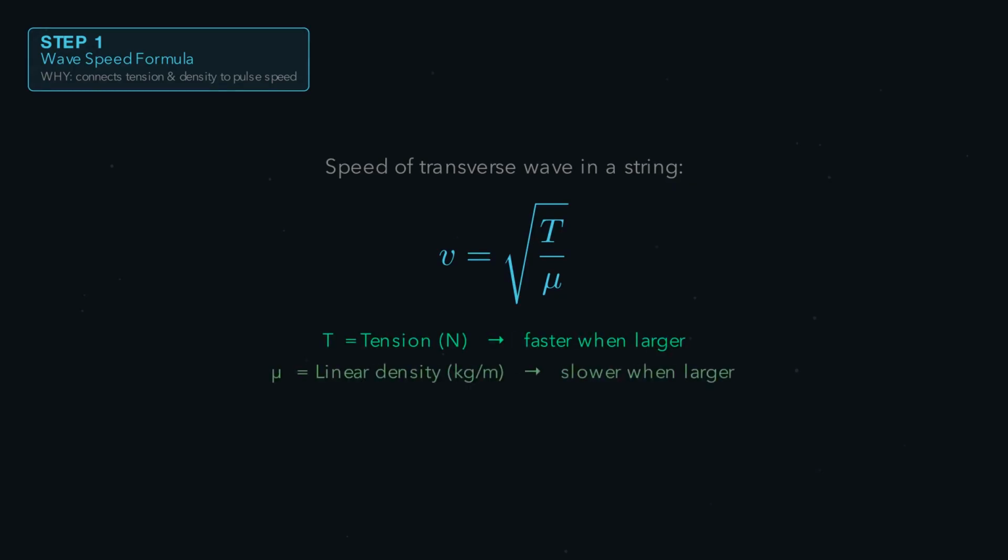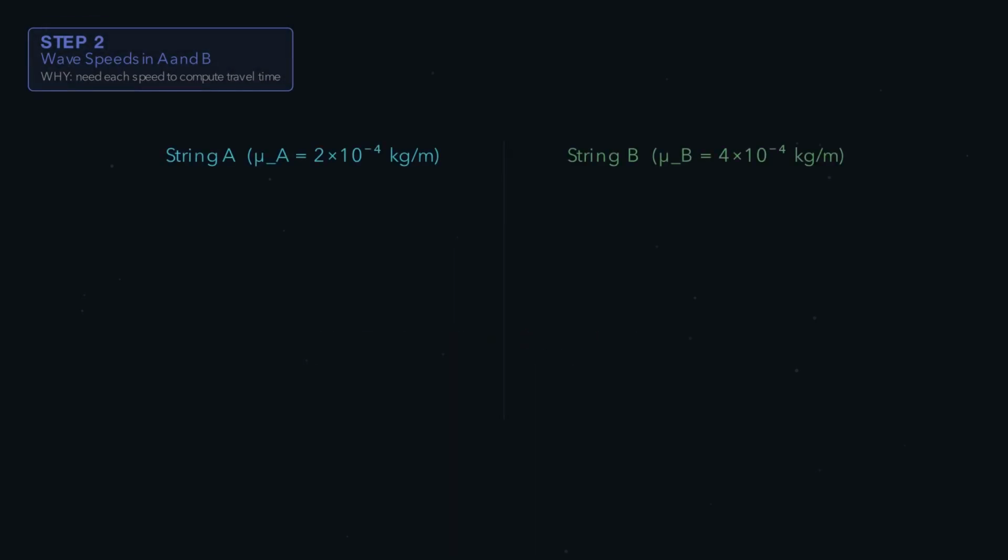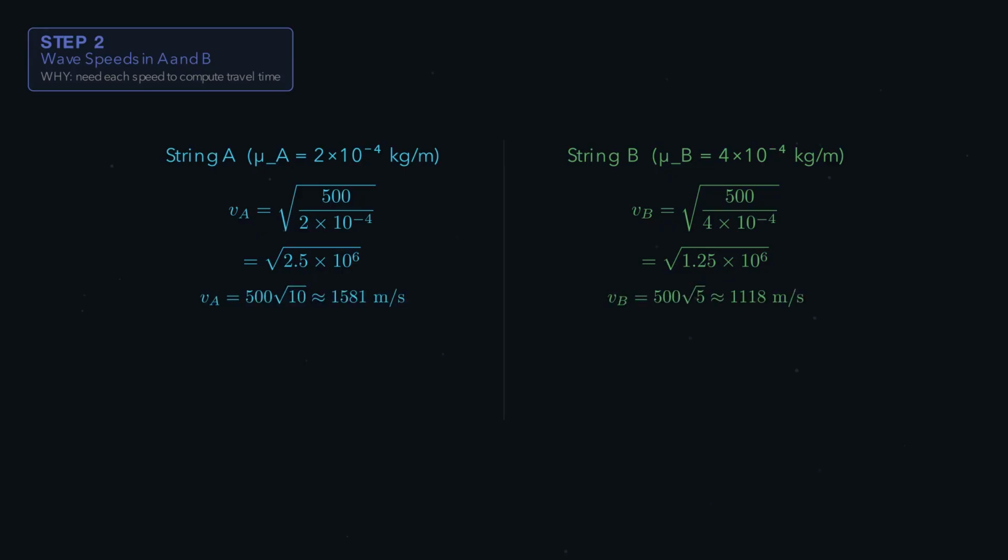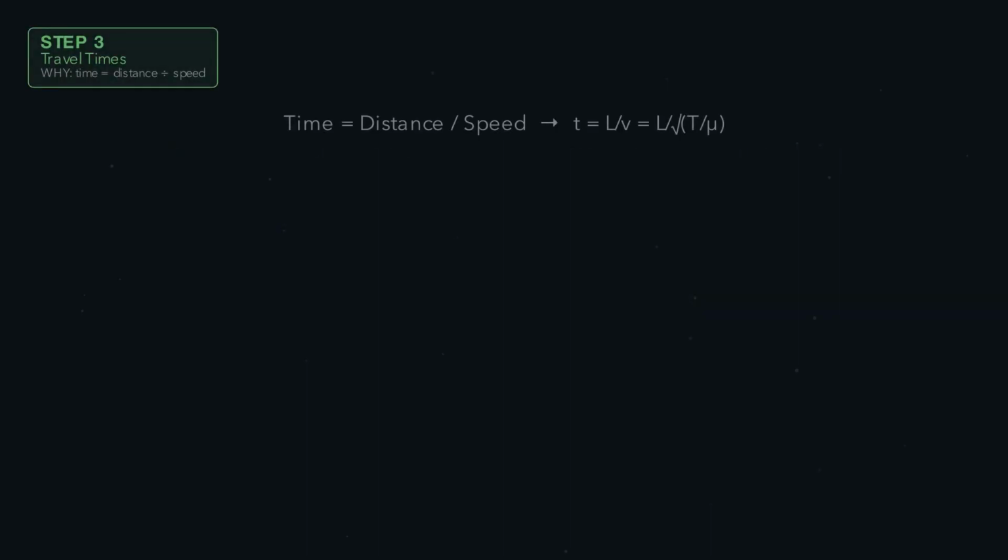The wave speed in a string depends on 2 things: tension, which speeds the wave up, and linear density, which slows it down. String A has lower density, so waves move faster through it. String B is denser, so its pulse moves slower. For string A, the wave speed comes out to 500 times the square root of 10 meters per second, about 1581 meters per second. For string B, we get 500 times the square root of 5, roughly 1118 meters per second. String B is slower, as expected, because it's heavier per unit length.